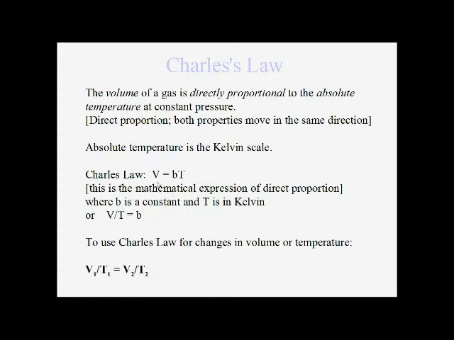That would mean that volume is equal to temperature times some type of constant. And this temperature is the absolute temperature, the Kelvin scale. So if we take this, volume is equal to temperature times a constant, divided by temperature, we get the ratio of volume over temperature is equal to a constant.